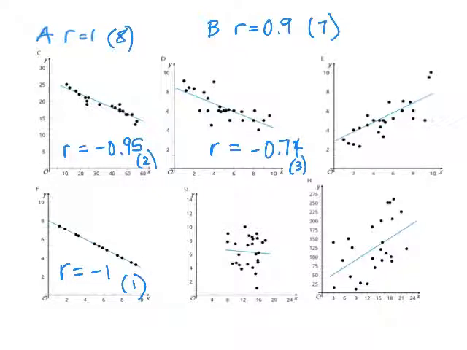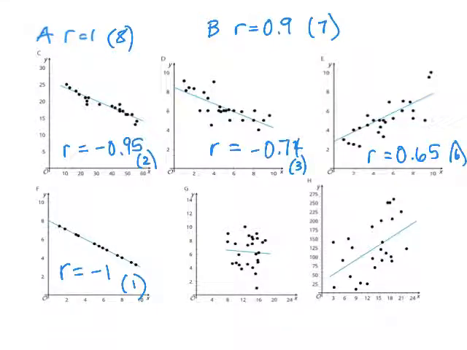E is an increasing but not that strong linear model. It's still pretty strong, but not as great as A or B. So this one was a value of R equals 0.65. And that one was number 6 in the list.